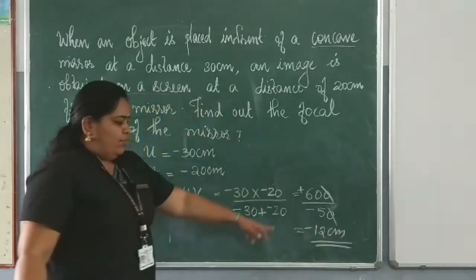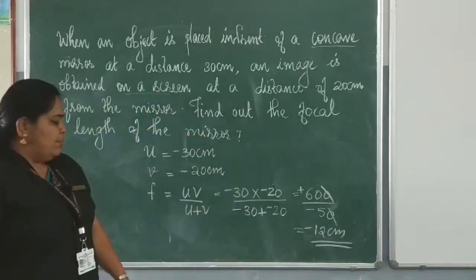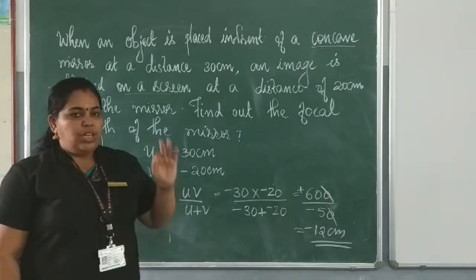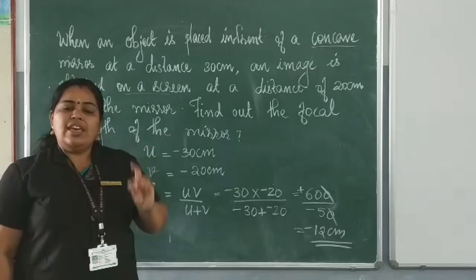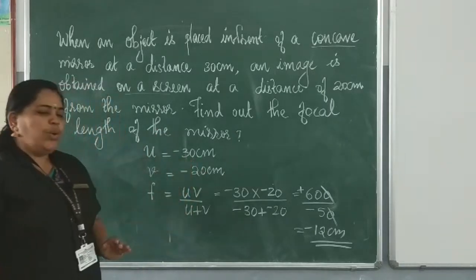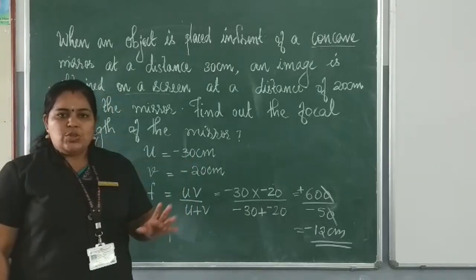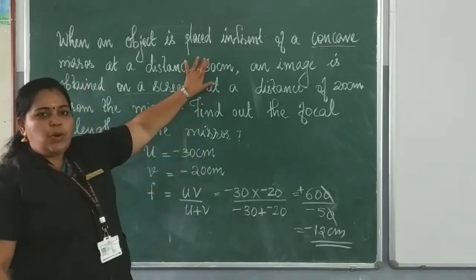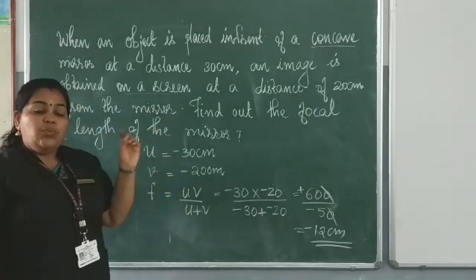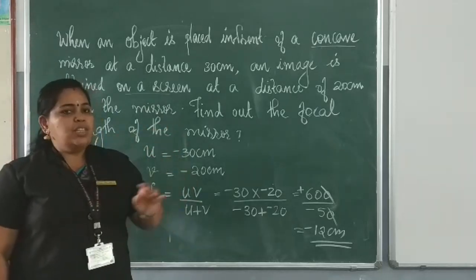Is it clear? We got the answer as negative because the focal length is to the left hand side. For a concave mirror, U, V, F everything will be negative. Clear? This is how you have to do the problem. You understood, no? This negative and positive will not be given, but while writing U, V and F, we have to put this negative and positive.